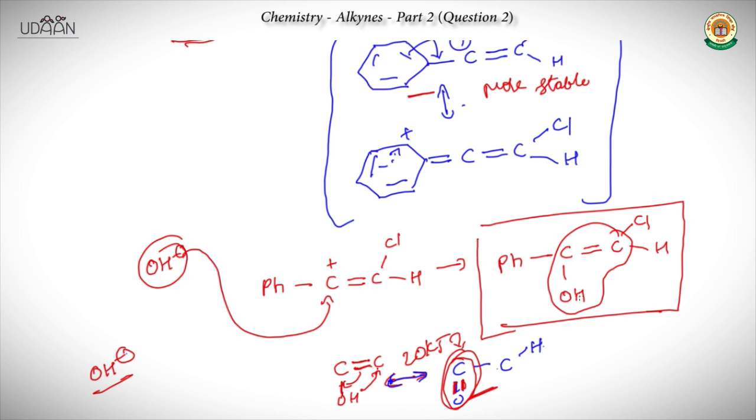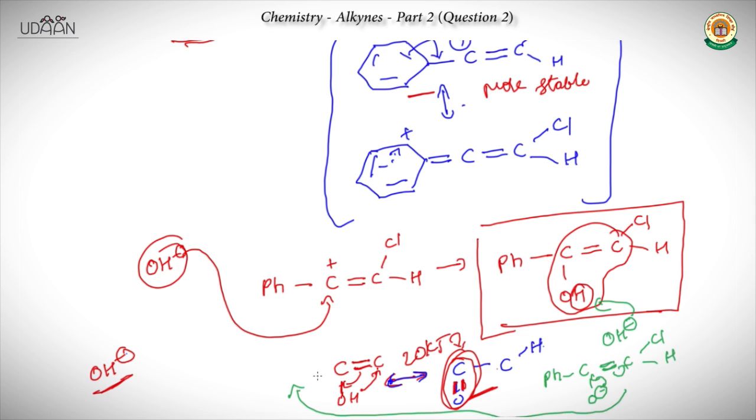Now I'll tell you the mechanism of it. You have basic medium, and you know that this OH hydrogen is acidic hydrogen. So in basic medium it loses the hydrogen, and you will get PhC O minus, double bond C Cl H. Now this negative charge is in resonance with this C double bond C. This can shift in this direction and this will shift in this direction. I'll write it here. You get PhC double bond O, C minus Cl H here.